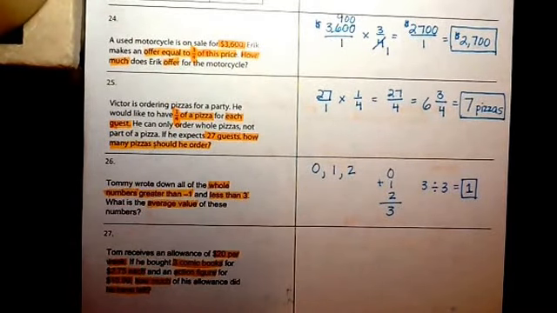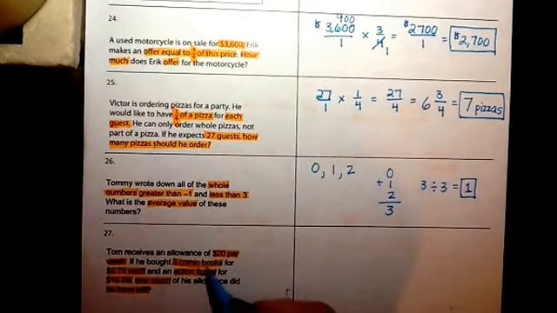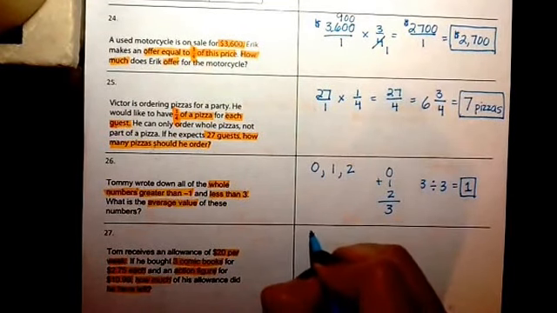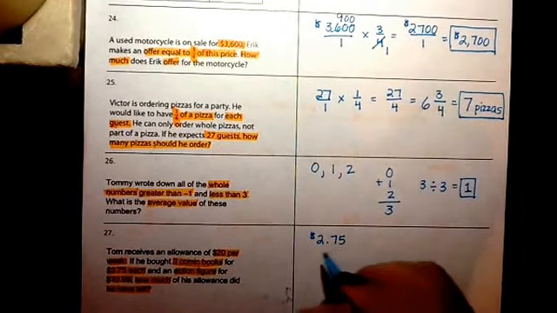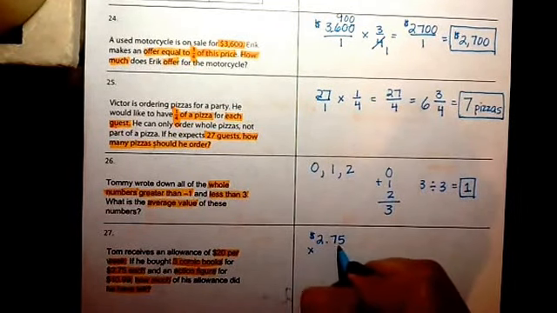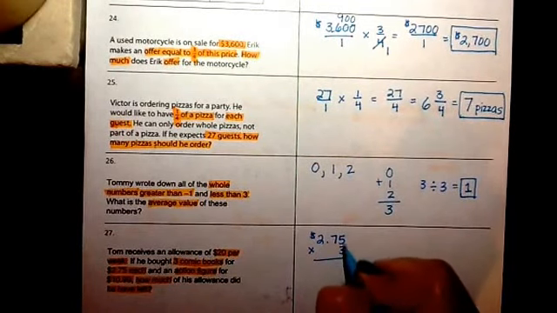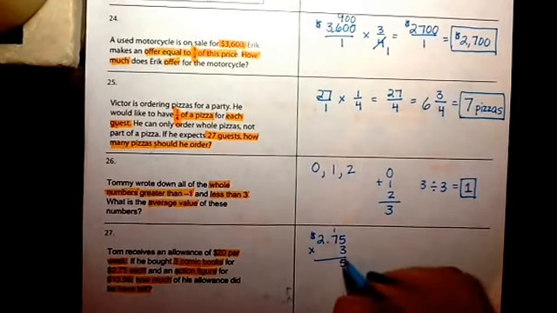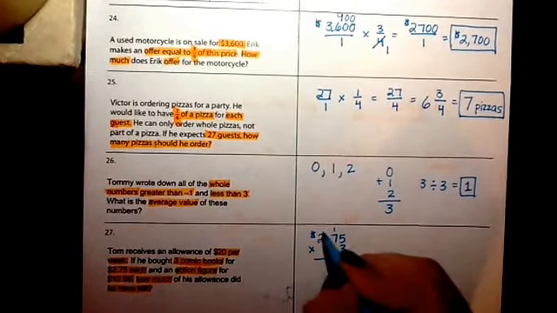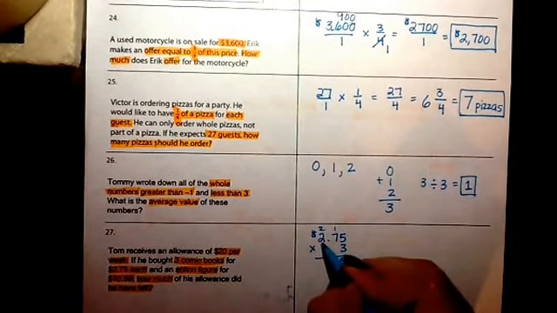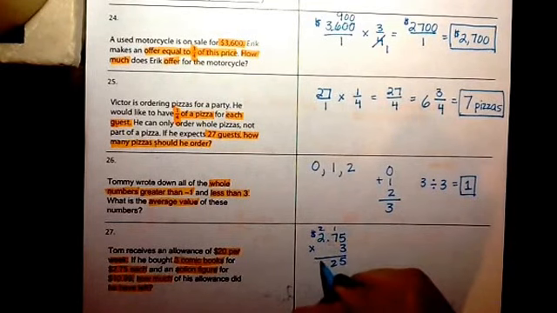So, not action figures, the comic books. They're $2.75 each, and there's 3 of them. So we're going to multiply $2.75 times 3. That's 15. Carry your 1. 3 times 7 is 21, plus 1 is 22. And 3 times 2 is 6, 6 plus 2 is 8.